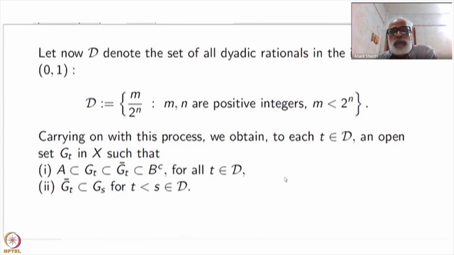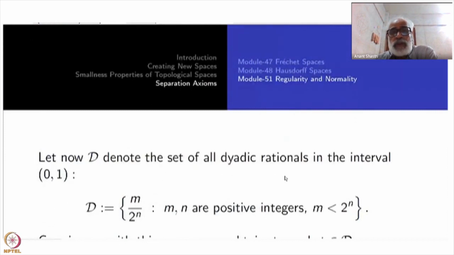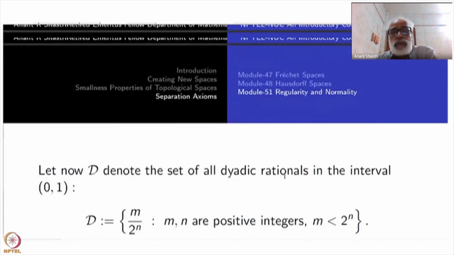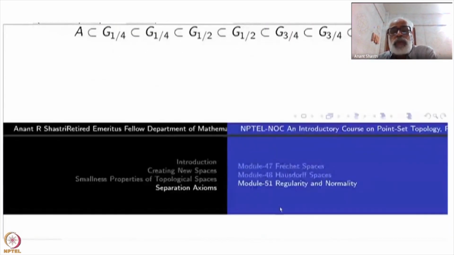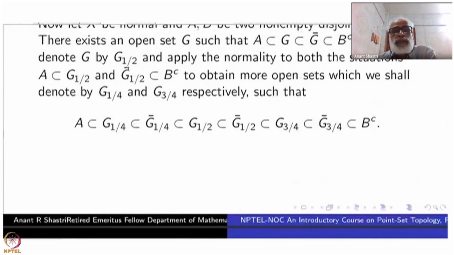For example, it does not depend upon whether I have chosen them first or second or third and so on. It depends upon whether the corresponding indices are bigger or smaller. For example, the first one that I have chosen is G half. In the second stage, I chose G 3/4. So G half bar is contained in G 3/4.